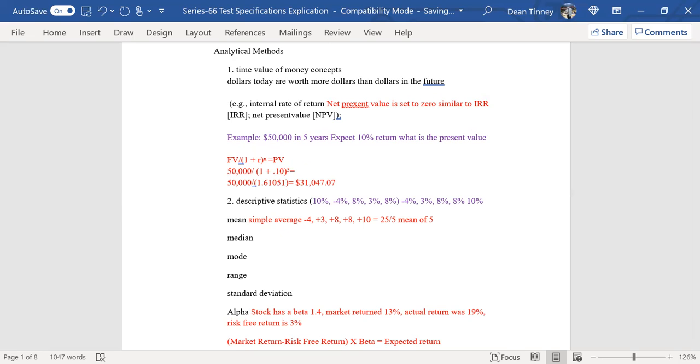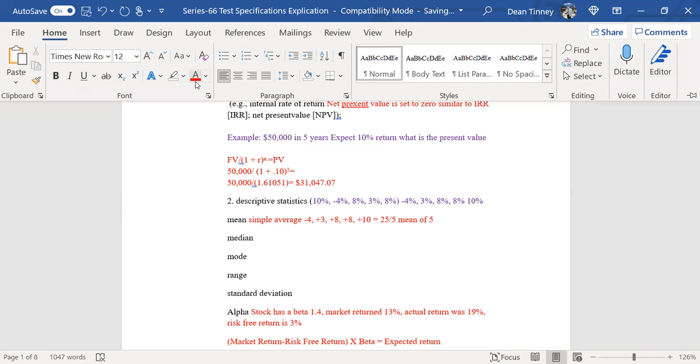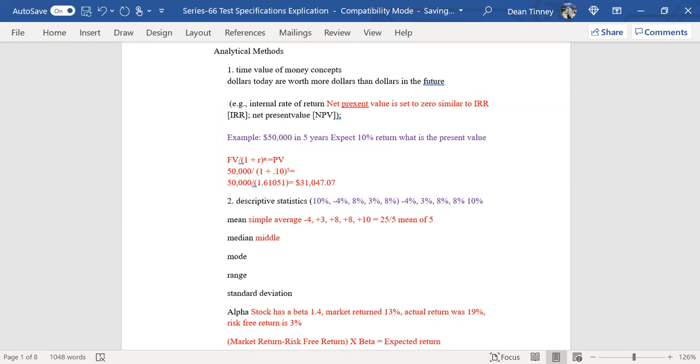The median is the middle number. I'm trying to put that in different colors here. That's one of the reasons I told you what I would do is look at the middle number, which is going to be the 8, right? We got negative 4, 3, 8, 8, and that's the middle number. So in our example, the middle number is going to be 8. The mode is the number that occurs most often.